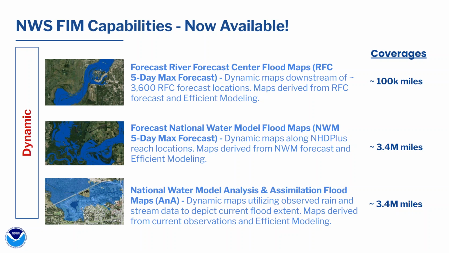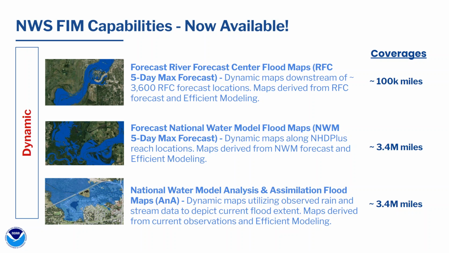The second flood extent map that is available to us now is the National Water Model Flood Extent Map. This is a dynamic map that is using the output from the National Water Model. So instead of the river forecast output, it's using the National Water Model's forecast and deriving a flood extent map with the efficient modeling and mapping components. Again, this is the one that's being driven off of the GFS.